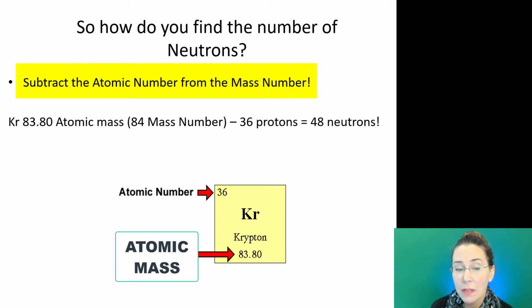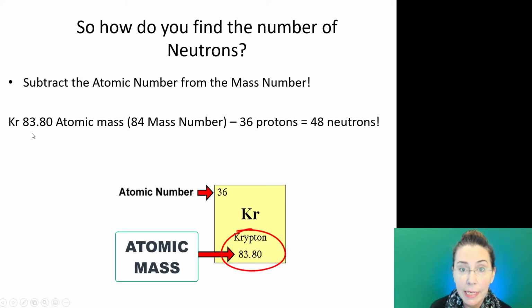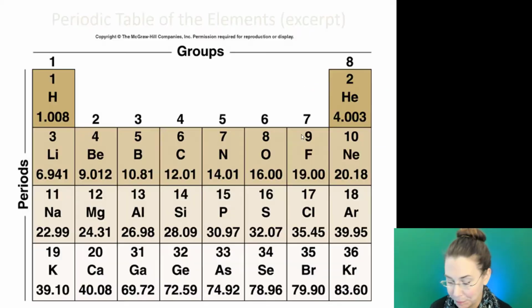plus the neutrons. So for example, here with krypton, our atomic mass is 83.80. We round that to its nearest whole value to find the mass number, which would be 84. If I subtract my 36 protons that I get from the atomic number, that tells me that krypton has 48 neutrons. And this will work for any element that has a mass number. Let's try a few. Which one do we want to do?